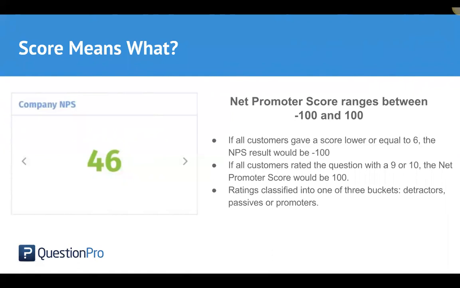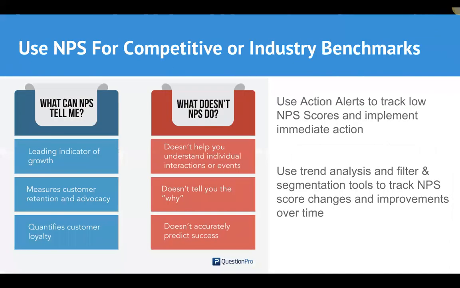So if all customers gave a score lower or equal to 6, then the NPS would be negative 100. And if all customers rated the question with a 9 or 10, the Net Promoter Score would be plus 100. So, ratings classify those into these buckets. And then overall, you can track your company score over time. And these scores are really good because you can use them for competitive or industry benchmarks.